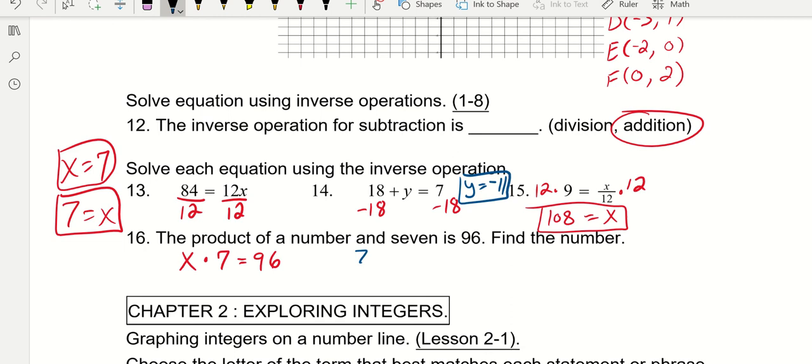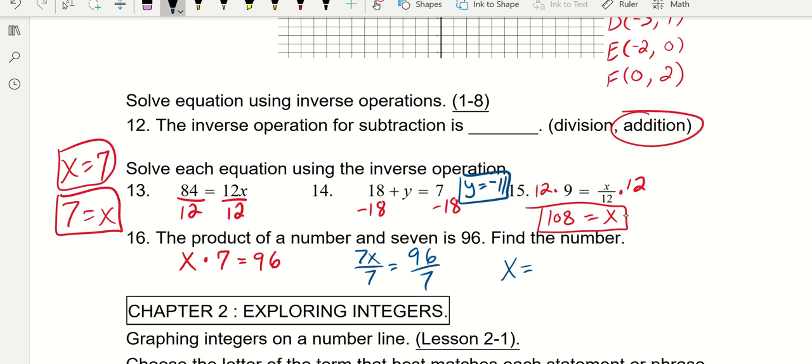Multiplication. So 7x, we divide by 7 on the left. 96, we divide by 7 on the right. All right, so 96 sevenths. I would take this as an answer. 96 is not evenly divisible by 7, so I would take 96 sevenths. That's fine.